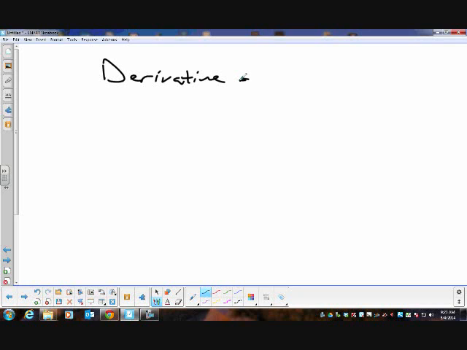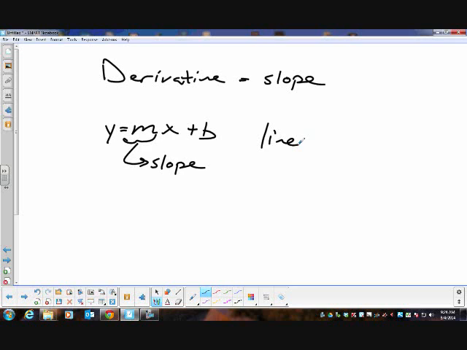Basically, what you need to understand is that when you hear the word derivative, you're thinking about the slope. It's the slope of a graph. Now, let me explain. The equation for a linear line is simply y is equal to mx plus b, where m is our slope. If you're given the equation for a linear line, we can figure out the slope simply by looking at the equation and setting it up in this format.